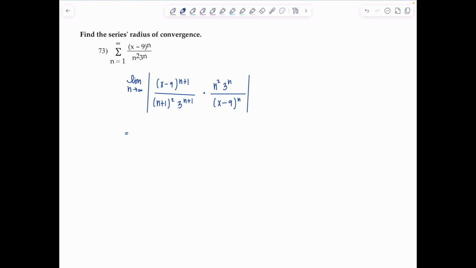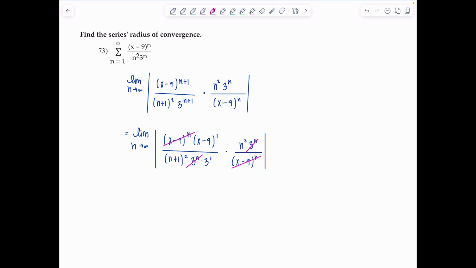So let's see how we can simplify. We've got the limit, n goes to infinity, of the absolute value. This time I'm going to really break it down, and then after we can skip some steps. (x minus 9) to the n times (x minus 9) to the first over (n plus 1) quantity squared, 3 to the n times 3 to the first. And then over here, everything's already broken down all the way, and we're going to start canceling. Okay, (x minus 9) to the n is gone. 3 to the n is gone. And then that's pretty much it, okay?